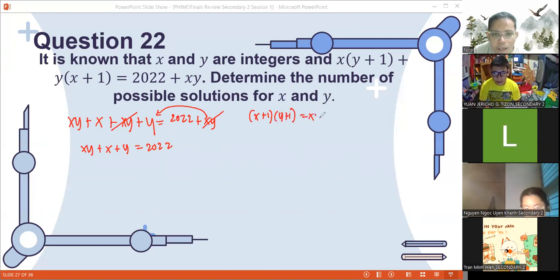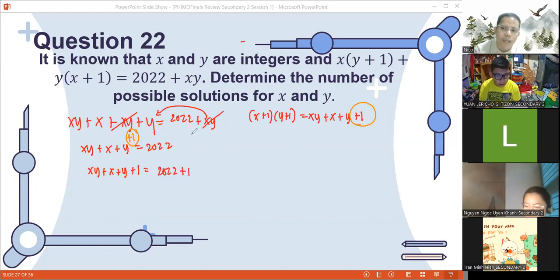So this one is xy plus x plus y plus 1, right? But we don't have plus 1 here. Since we don't have that one, let's add 1 here. So xy plus x plus y plus 1 is equal to 2022 plus 1 also. So if you put plus 1 on the left, you put plus 1 also on the right. Okay? So this one is now (x plus 1)(y plus 1) is equal to 2023.